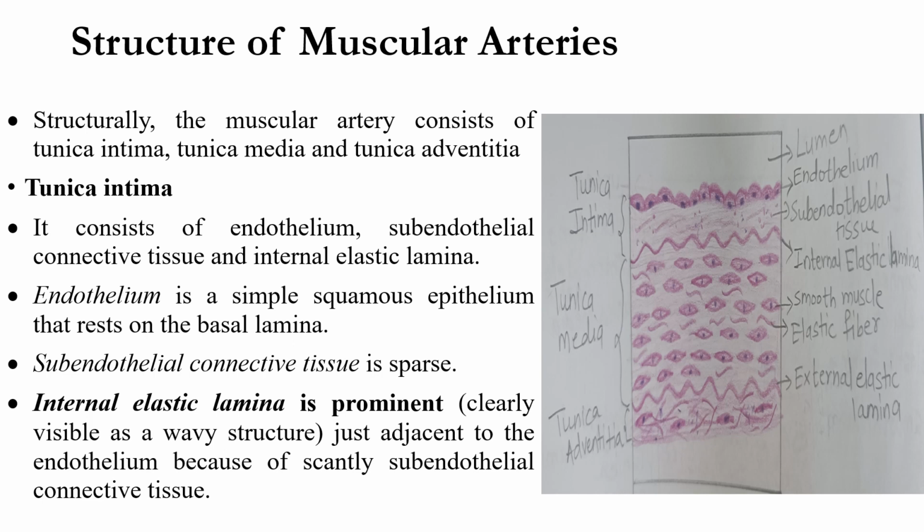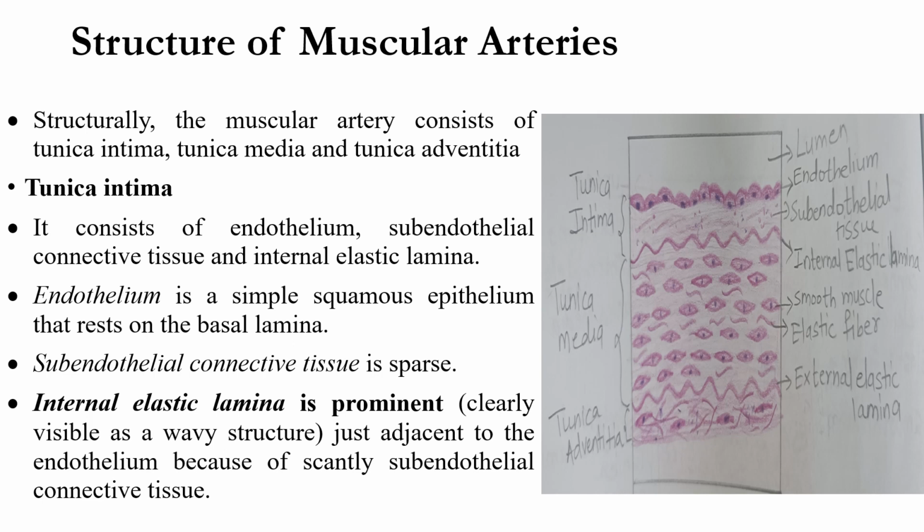Innermost is tunica intima, then there is tunica media, and the outermost is tunica adventitia. And the tunica intima has the endothelium, vascular endothelium, which is simple squamous epithelium resting on the basement membrane. Then the subendothelial connective tissue is sparse. It has small amount of elastic fiber, collagen fibers, smooth muscles, and then comes the internal elastic lamella. So internal elastic lamella is prominent, or it is distinctly visible as a wavy structure in muscular artery.